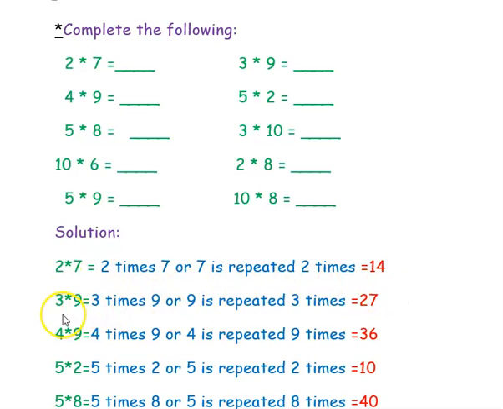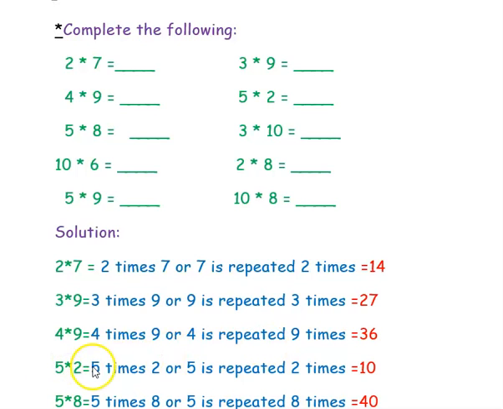Okay. The next one is 3 into 9. That is 3 times 9, or 9 repeated 3 times. That is 9 plus 9 plus 9, so 9 into 3 is 27. Next one is 4 into 9. So here 4 times 9, or 9 repeated 4 times, or you can say 4 repeated 9 times. That is 4 plus 4 plus 4, 9 times. So 9 into 4 is 36.